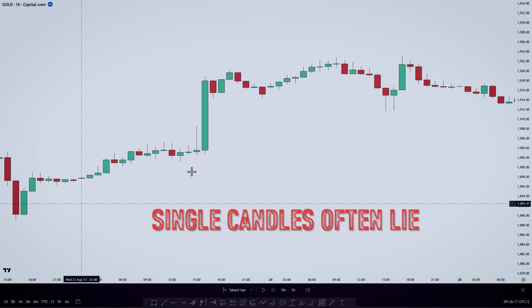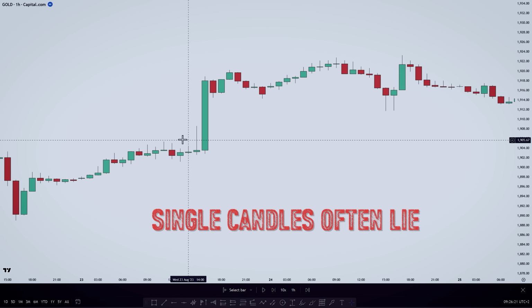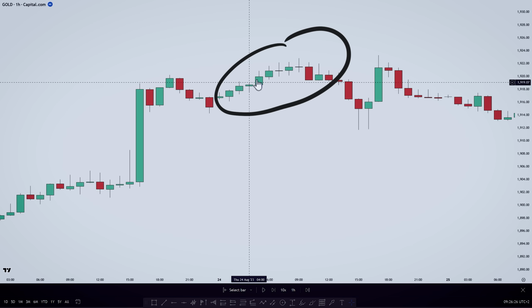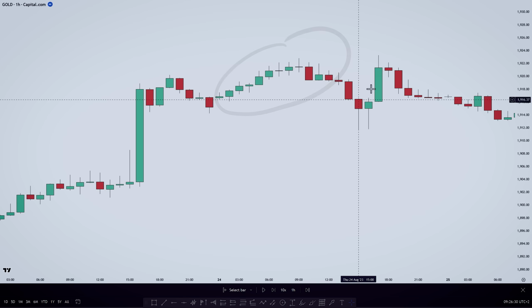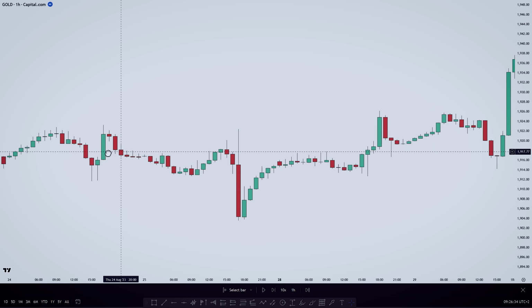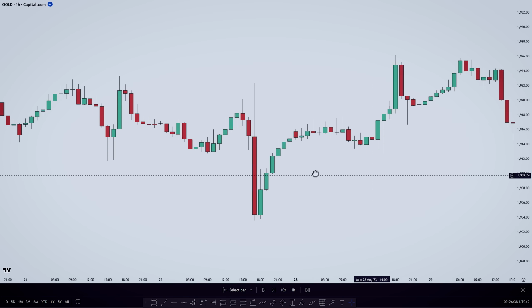But here's the thing. Single candles often lie. You need to read clusters, groups of 3 to 5 candles. Watch a cluster moving up. Are the bodies getting smaller? Are the upper wicks getting longer? If yes, the story is changing. Buyers are tired. They're running out of ammo. Even if price is still rising, the strength is dying.